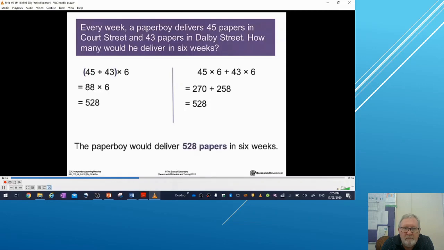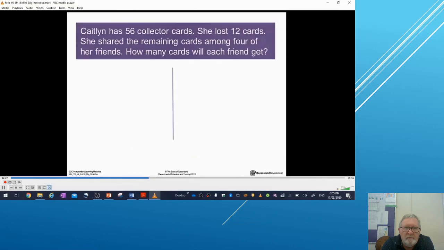We then write a sentence that explains our answer to the question. The paperboy would deliver 528 papers in 6 weeks. Read this question with me. Caitlin has 56 collector cards. She lost 12 cards. She shared the remaining cards among 4 of her friends. How many cards will each friend get?